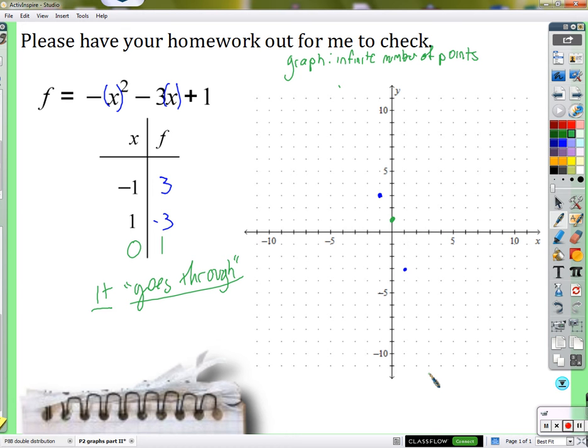The graph is not a what? Shape. What shape is it not? Josie? It's not a straight line. It's not a straight line. What is the name for a shape that's not a straight line? General word that describes a shape that's not a straight line.